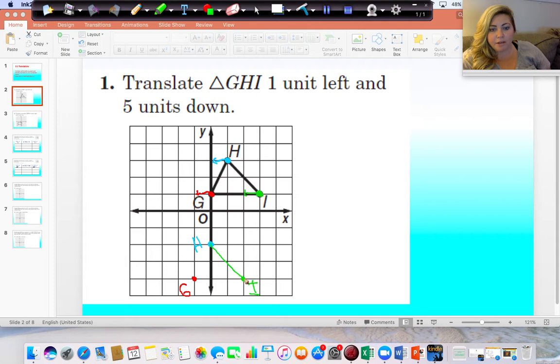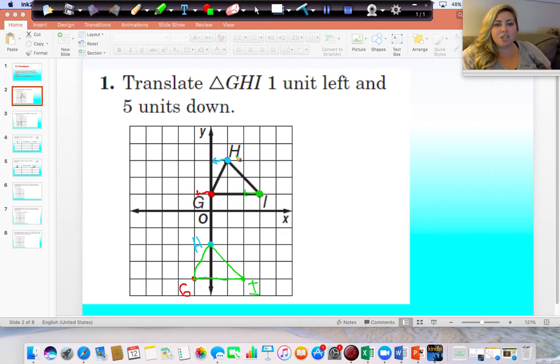Okay, and here is a translation. We moved the triangle. The triangle stayed the same exact size. It didn't turn around at all. It didn't flip-flop. Okay, it's like moving a piece in a video game and we're moving it over and down. It's the same piece. We didn't change it at all. We just scooted it to the left and scooted it down.